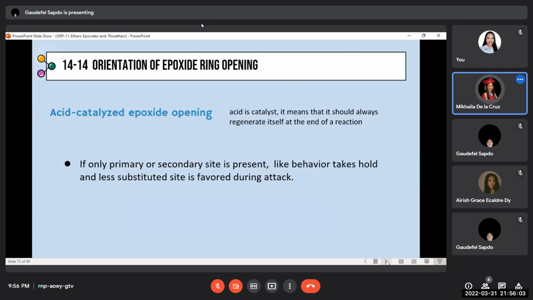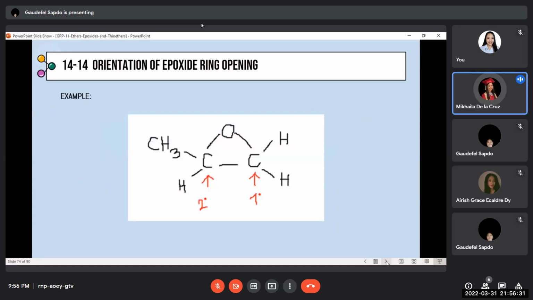In acid-catalyzed epoxide opening, the acid is a catalyst. It means that it should always regenerate itself at the end of a reaction, or in other words, we should be able to get it back. It says here that if only primary or secondary sites are present, SN2-like behavior takes hold and the less substituted site is favored during attack. Let us explain this in the simplest way. So next slide, please. In this example structure, we can see that the carbon on the left is secondary and the carbon on the right is primary. So next slide, please.